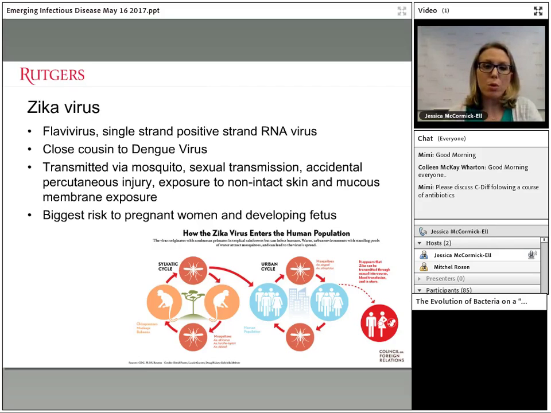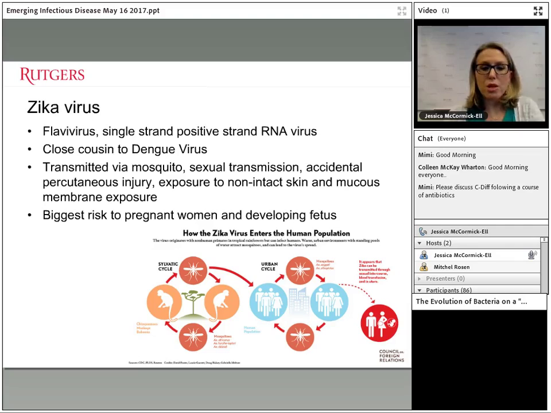And so when we talk about employee safety, if somebody is infected, then you would need to take those items into consideration. With Zika virus, the biggest risk really is to pregnant women and the developing fetus. Most of the time, the Zika infection is very self-limiting, and we'll talk about symptoms in a moment, but the risk really is the microcephaly.